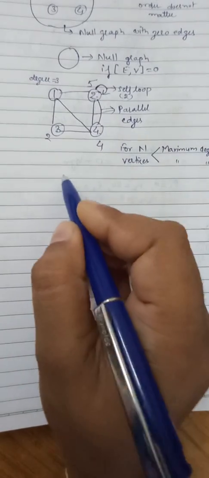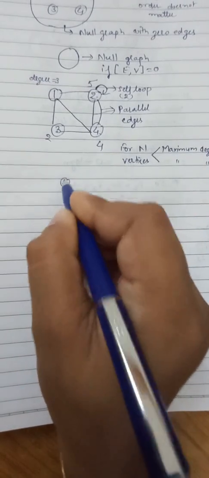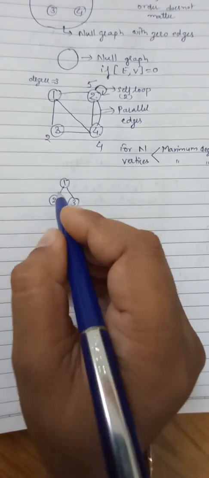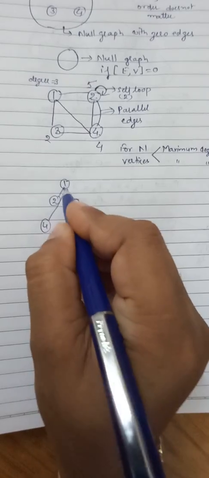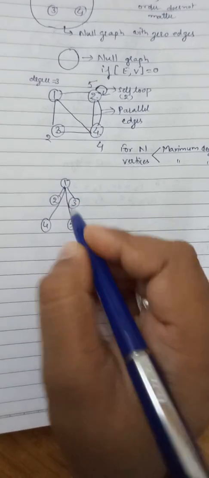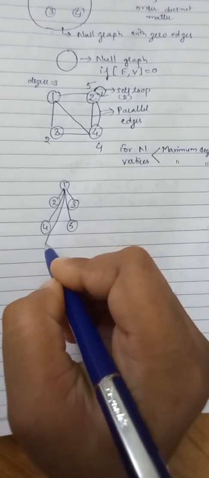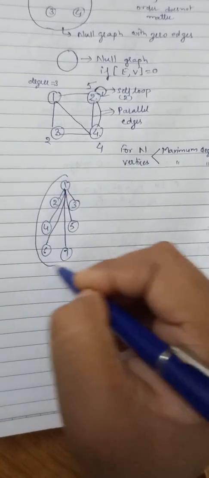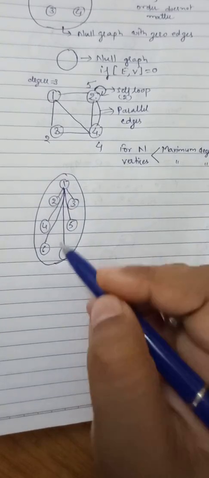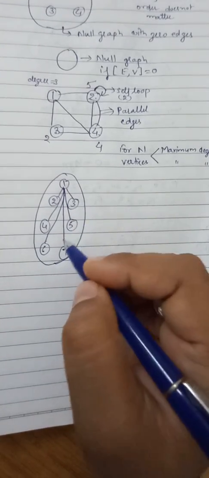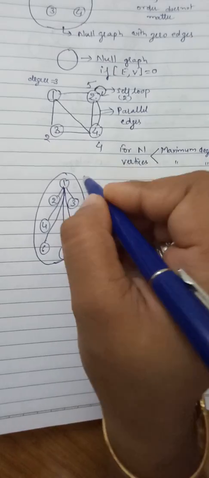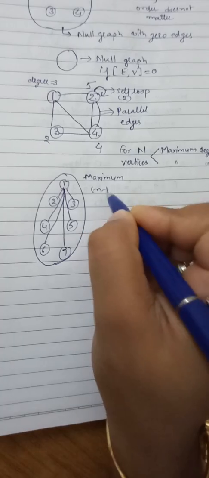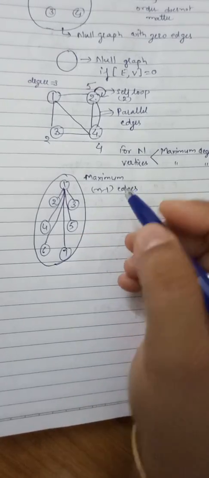And one more example of this we can take. If 1, 2, 3, 4, 5, 6, 7, like this. If a graph is like this, we can say maximum n minus 1 edges are there. Maximum n minus 1 edges can be possible.